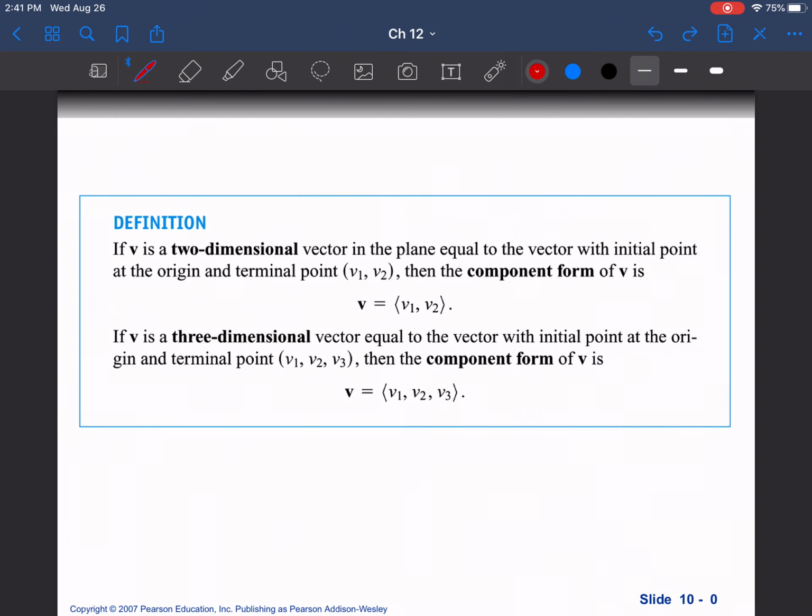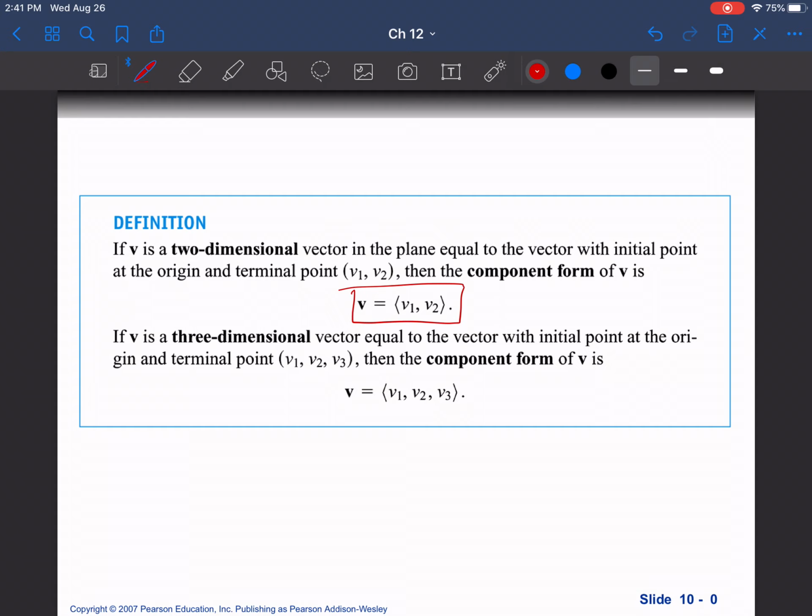So, definition. If V is a 2-dimensional vector in the plane equal to the vector with initial point at the origin and terminal point (V1, V2), then the component form of the vector is this. And this is how you would write it. These are the components.